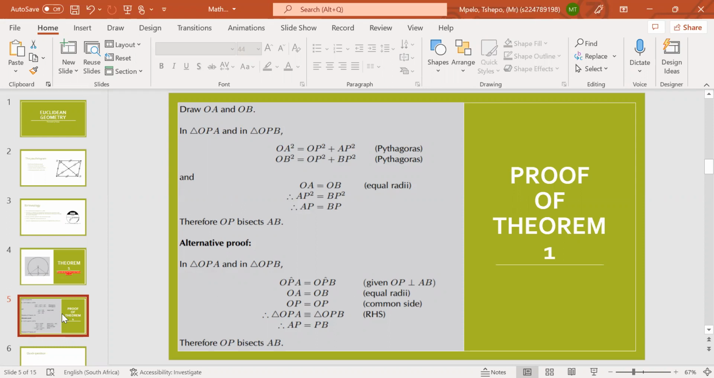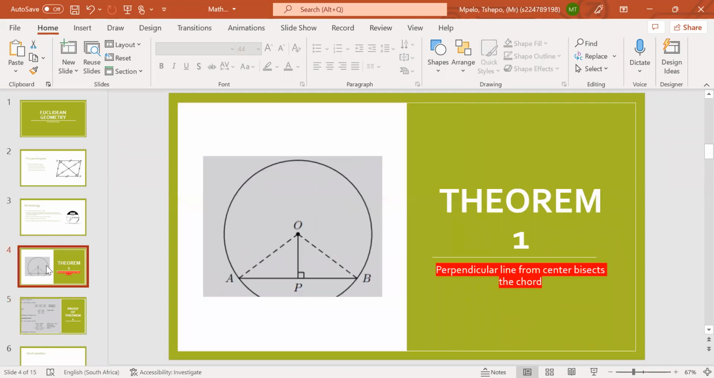Why, it's easy. Don't worry, it's easy. What you need to prove is that these are radii, these angles are equal, and the line in the middle is common. Therefore those triangles are congruent. Because the triangles are congruent, these sides below are equal. In this case we have AP and BP.